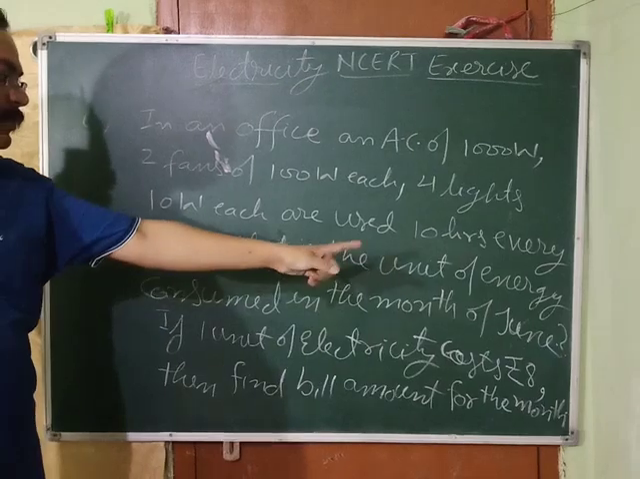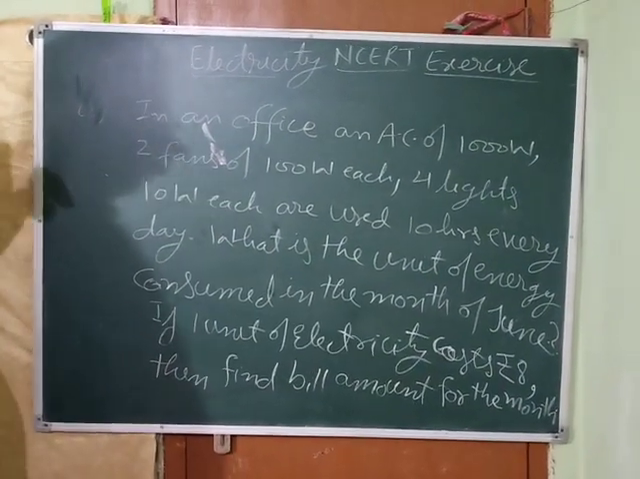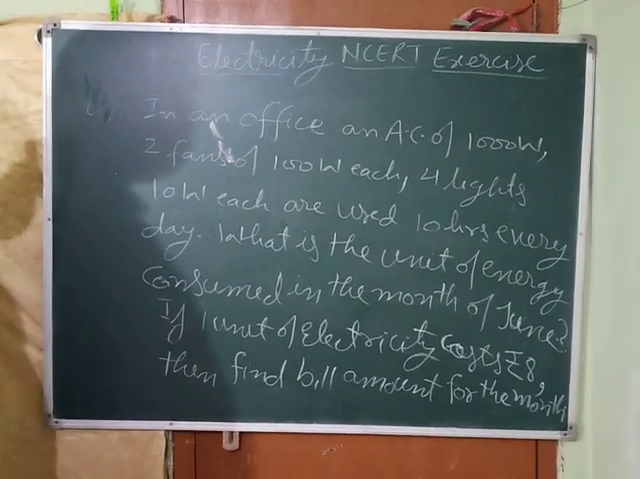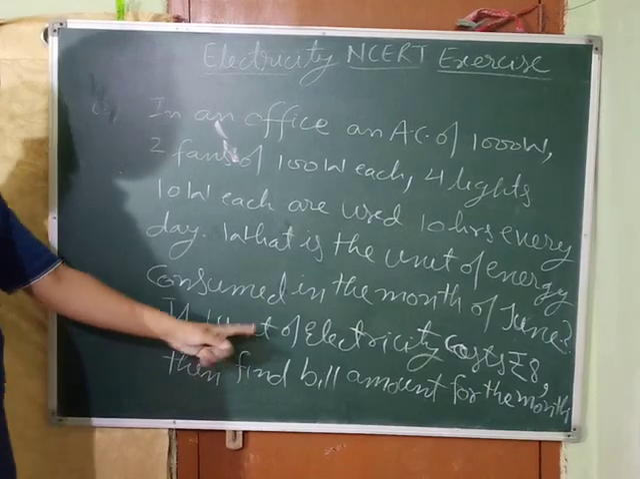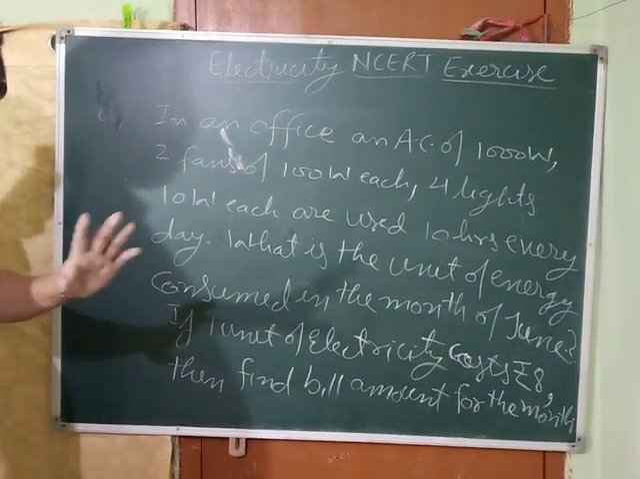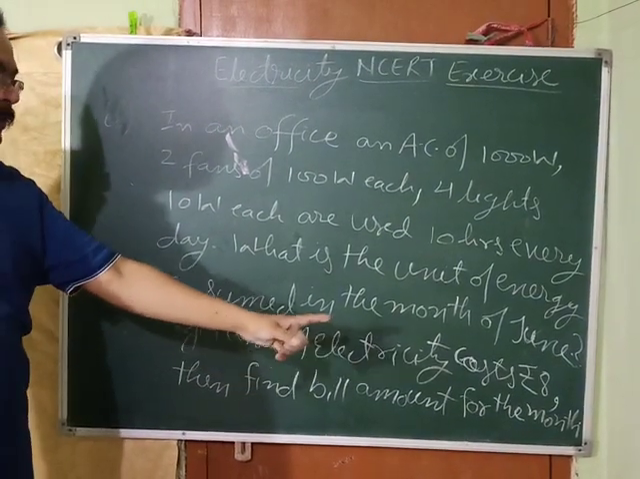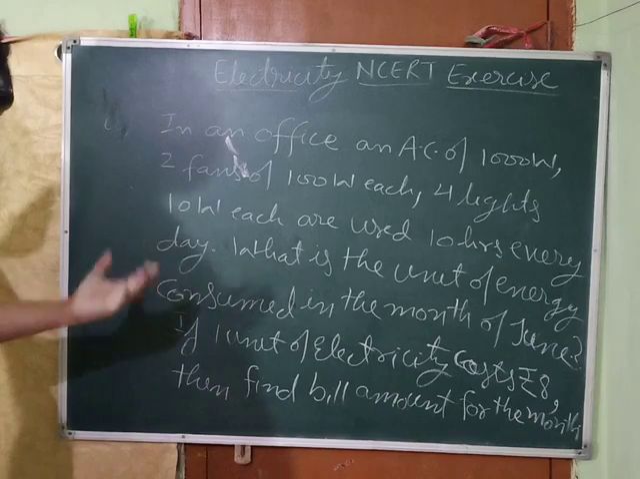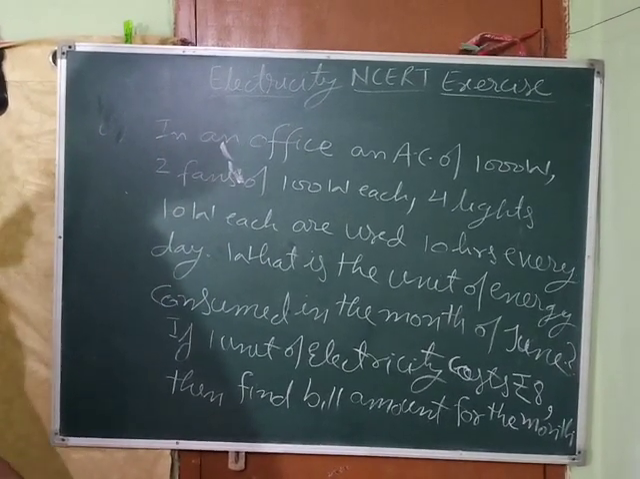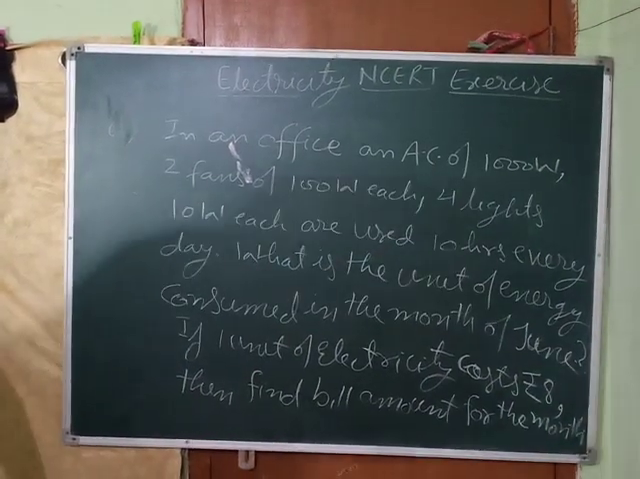What are the units of energy consumed in the month of June? So you have to find out the units of energy consumed in the month of June. That is the first part. Second part: if 1 unit of electricity costs rupees 8, so what is the cost of 1 unit? It is rupees 8. Then find the bill amount for the month. Then you have to find out the bill amount for the month of June. Clear? Now, once you have noted the question, we can go for the solution part.